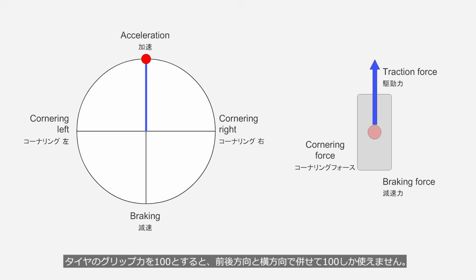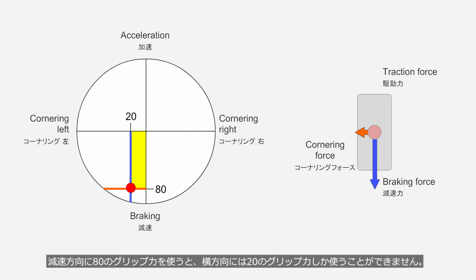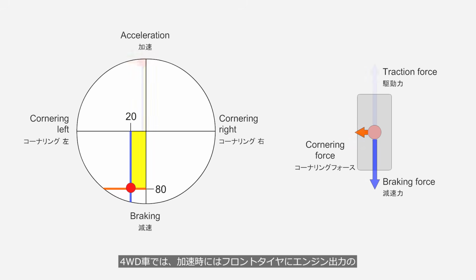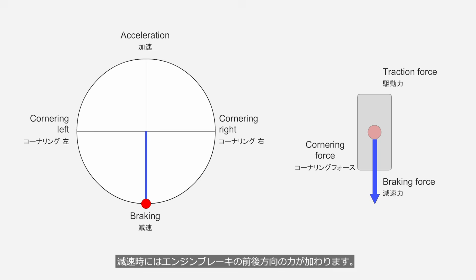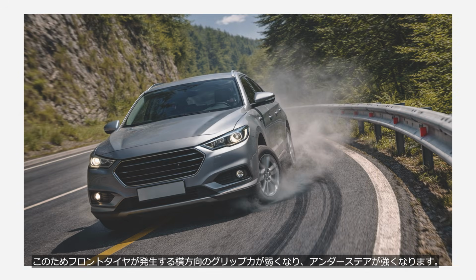If we assume the tire's total grip is 100, it can only be shared between longitudinal and lateral forces up to that limit. For example, if 40 of the available grip is used for acceleration, 60 remains for lateral grip. If 80 is used for braking, only 20 is left for lateral grip. In an AWD vehicle, longitudinal forces from engine output act on the front tires during acceleration, while those from engine braking act on them during deceleration. As a result, the front tires have less lateral traction available, which increases understeer.